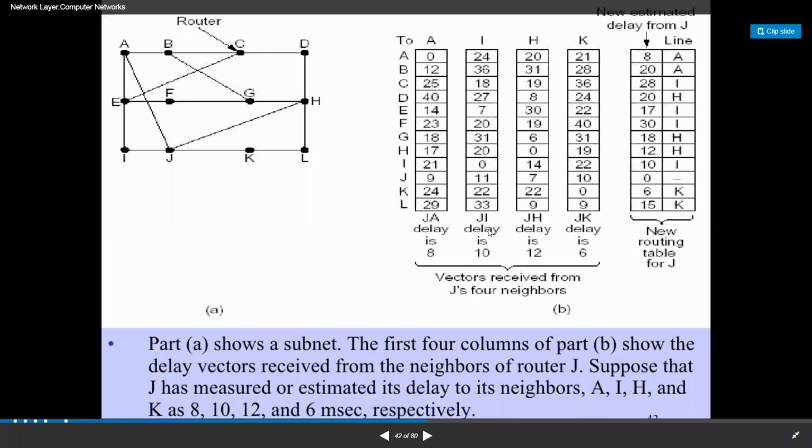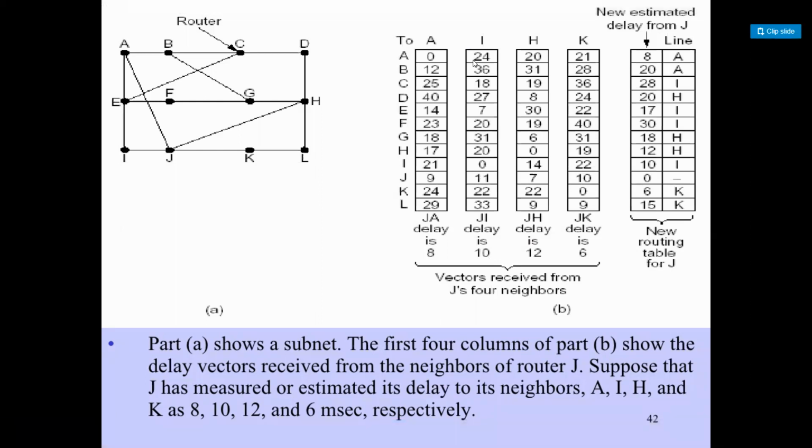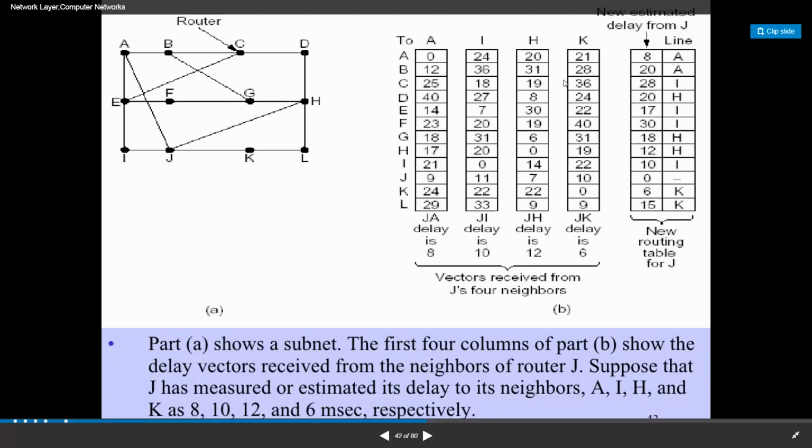Now JI, this is the ith routing table. I to I is 0. Here this value I to I is 0, and JI is also given as 10. Here we have taken the old value. Sorry, students, this is the old value, and this is the old value.